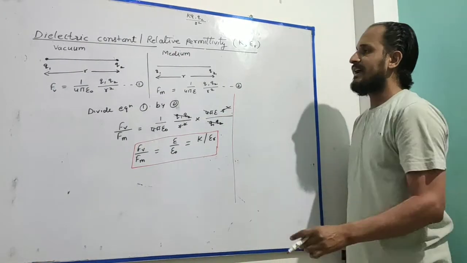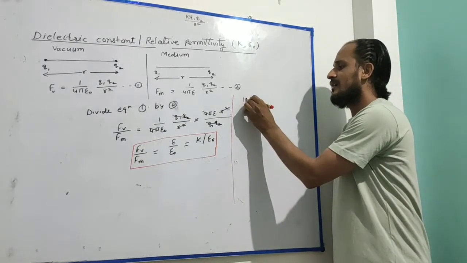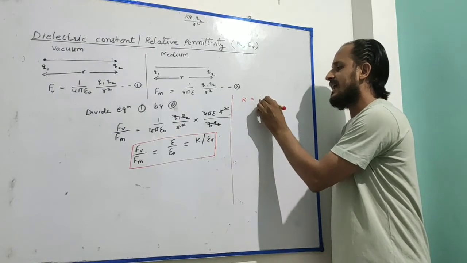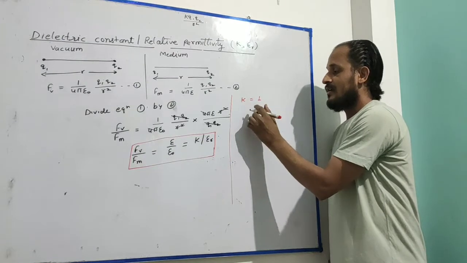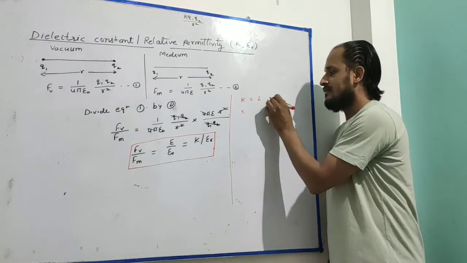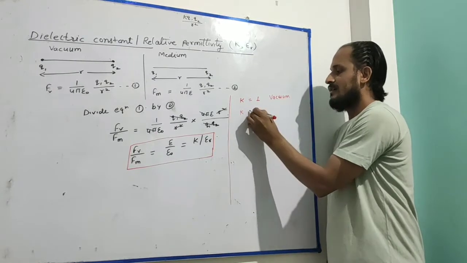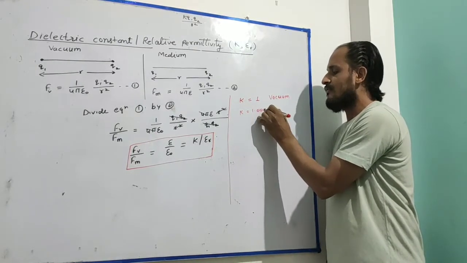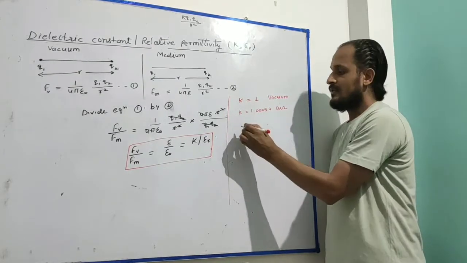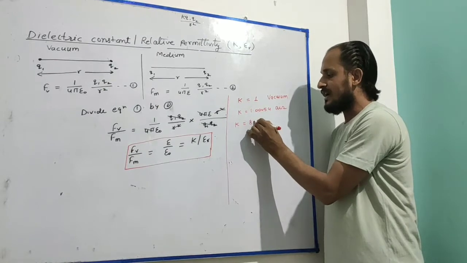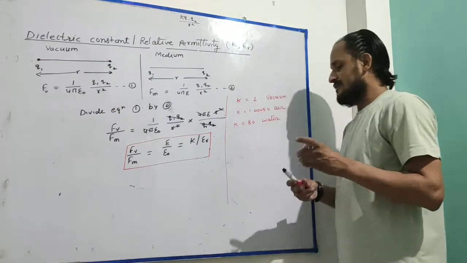We will find the value of dielectric constant for different mediums. For vacuum, K is equals to 1. Remember, this K is dielectric constant. The value of K for air is 1.00054. Quite the same. The value of K for water is 80. K is, remember, dielectric constant.